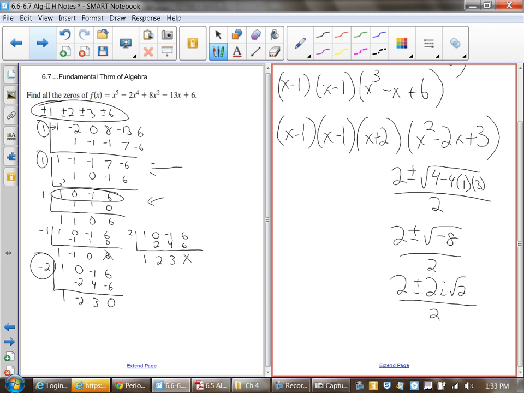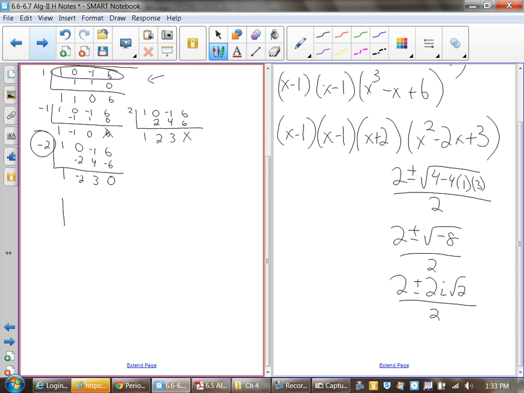So now we have all of our possible zeros. Our possible zeros are 1, 1, -2, and 1 plus or minus i root 2. That gives me 5 zeros, correct? Here's 1, 2, 3, 4, 5. 5 possible zeros. It's repeated, but it's still considered a 0 because we were able to factor it out twice. Okay? And that's how this works.